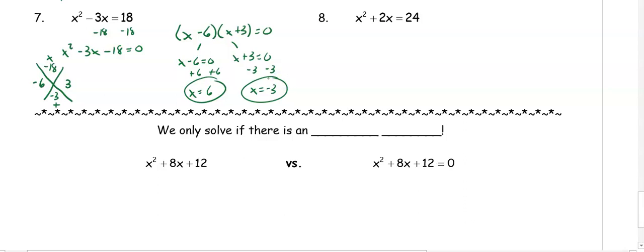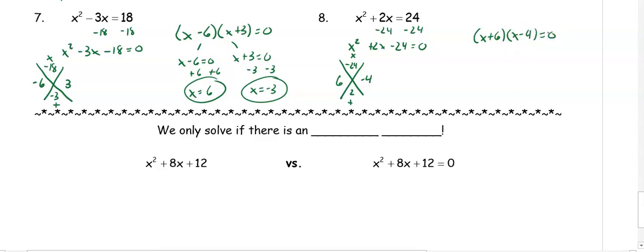In number 8, we're not equal to 0, so we're going to subtract 24 from both sides. x squared plus 2x minus 24 is equal to 0. So we need two numbers that multiply to negative 24 and add to 2. Again, we're looking for one of each sign, but our bigger number will be positive this time. So we have 6 and negative 4. So x plus 6 and x minus 4 equals 0.